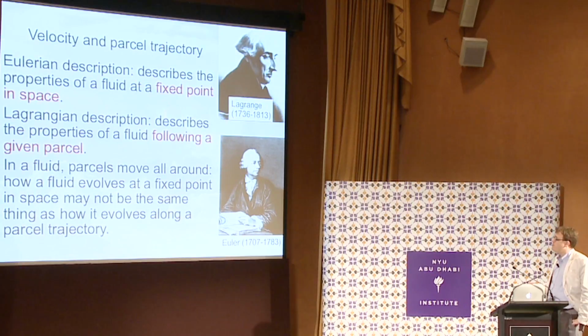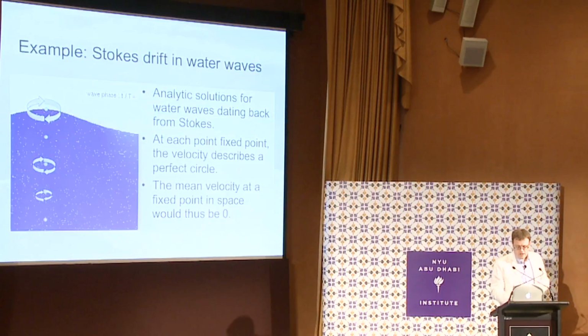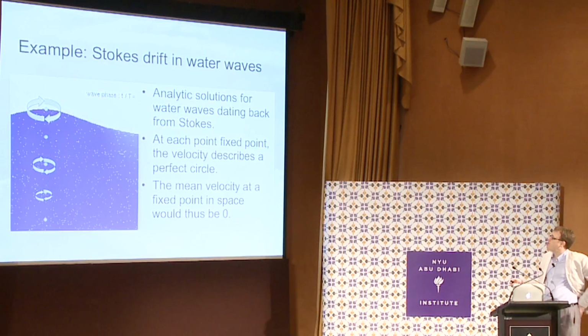And so one of the important aspects of this description is that when you try to look at the circulation, if you try to do this averaging, either from an Eulerian point of view or from a Lagrangian point of view, there is no guarantee that this averaging should give you the same answer. A classic example of that problem has to do with what happens if you have a water wave.